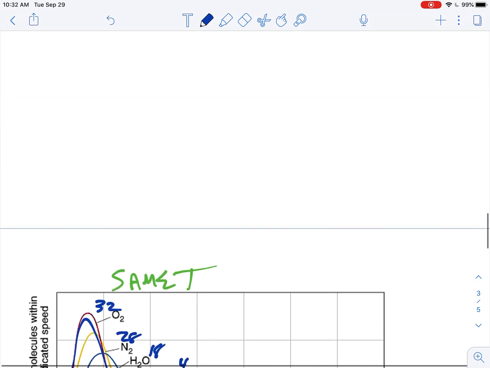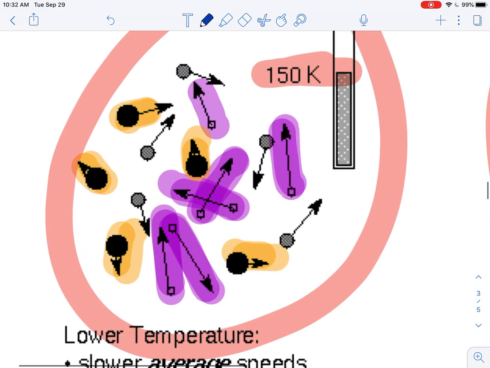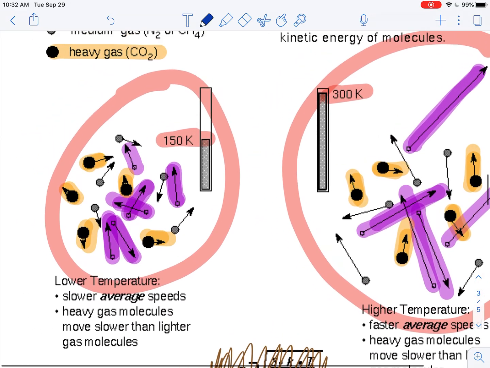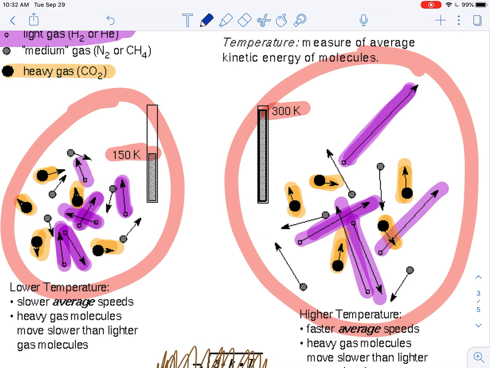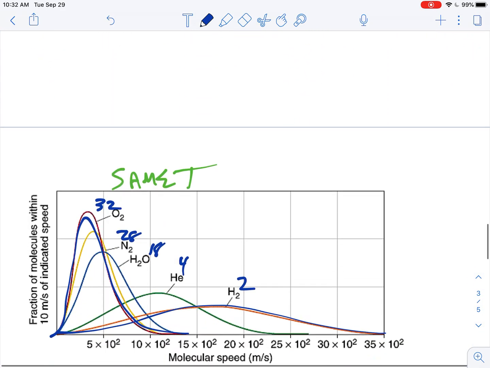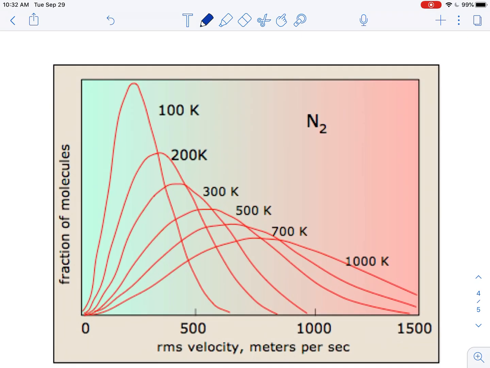Now, that would be a graph that is comparing like this picture here. Everything is at the same temperature, and you are comparing the speeds. What if you are comparing different temperatures? What if you're comparing purple to purple here? Well, if that's the case, then you're going to see a graph that looks like this. Now, in this case, all of these are nitrogen, so mass is not a factor here.